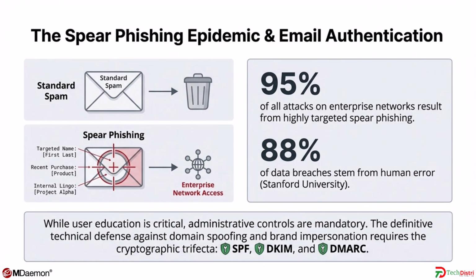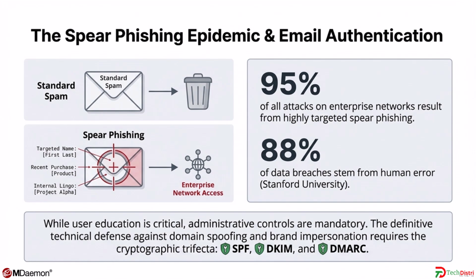Spam filtering alone cannot stop modern phishing attacks. Many attacks today use targeted spear phishing techniques that impersonate trusted organizations or internal employees. Research shows that approximately 95% of enterprise attacks originate from phishing emails, and most data breaches involve some level of human error. User training is important, but technical defenses must also be implemented.